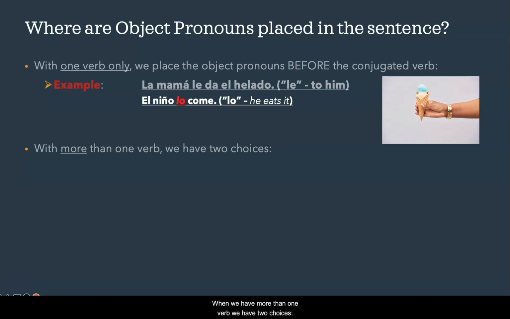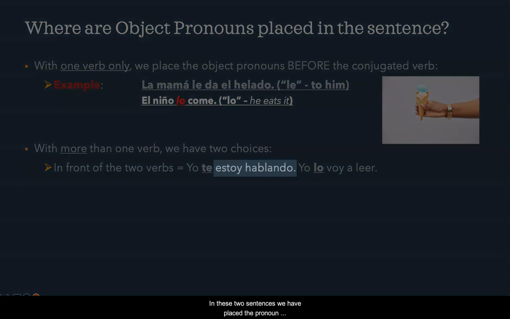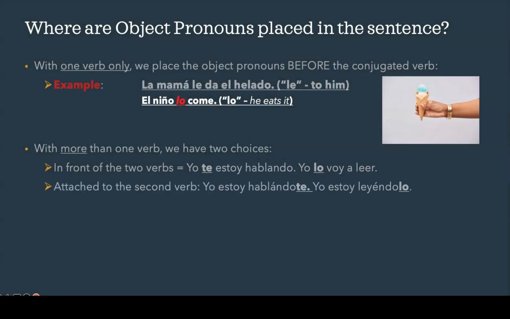When we have more than one verb, we have two choices. Choice number one, we place the pronoun before the two verbs. Example: yo te estoy hablando. Yo lo voy a leer. I am talking to you. I am going to read it. In these two sentences, we have placed the pronoun before the two verbs.